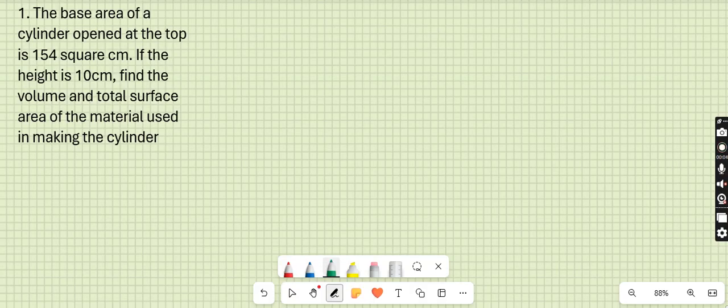Hello friends, we want to solve a few problems involving cylinder questions.